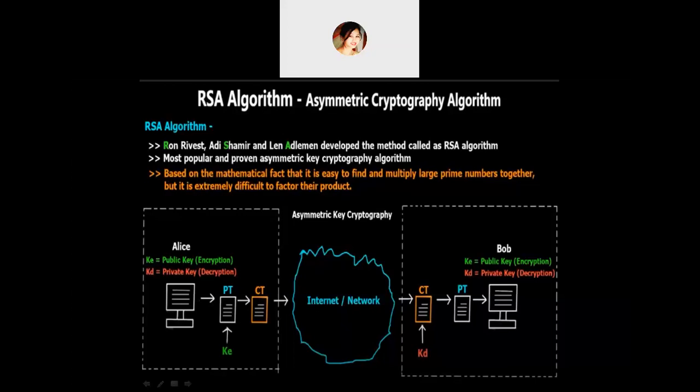That is a bit difficult, so the RSA algorithm helps to overcome this difficulty. When we talk about the RSA algorithm, it uses two large random prime numbers.